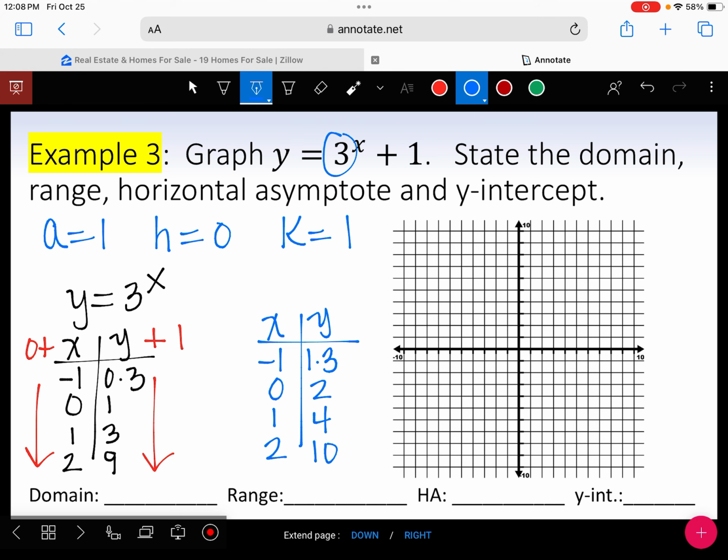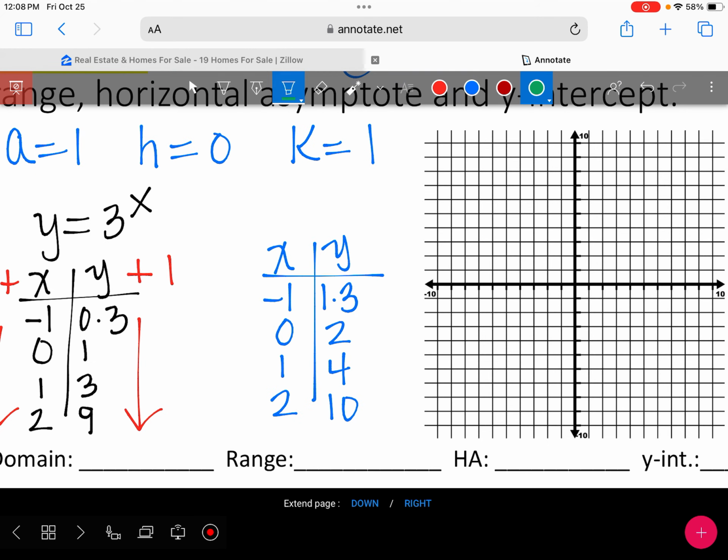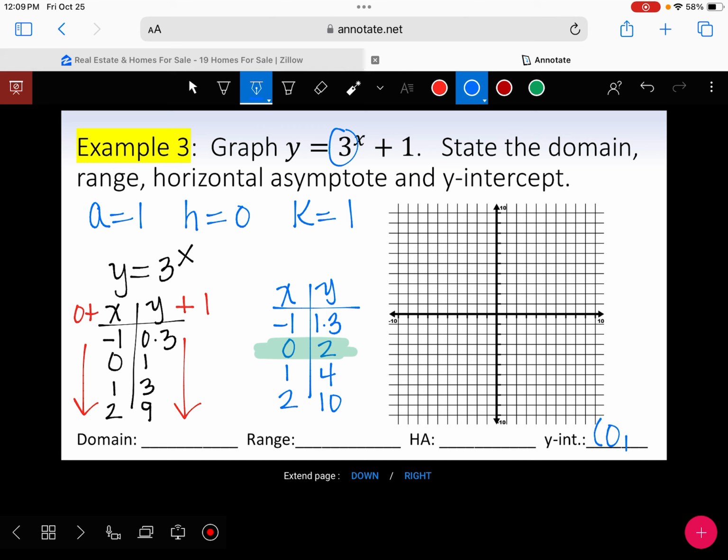Let's fill in what we know. And we got our y-intercept again, so we can fill this in. We don't have to actually take the time to do it because we got lucky. It was in our points. So let's go ahead and put that here.